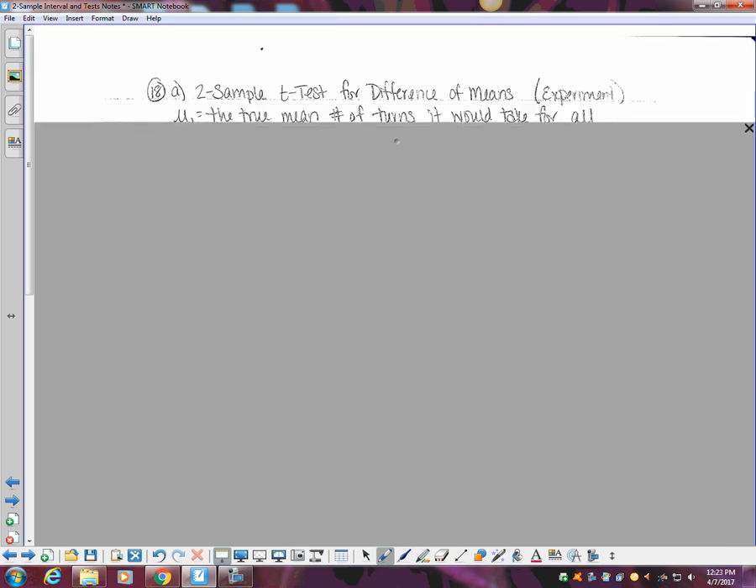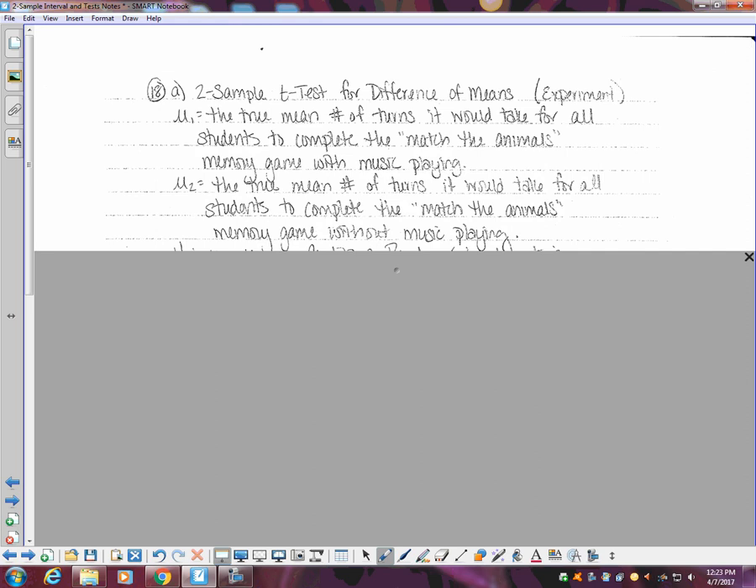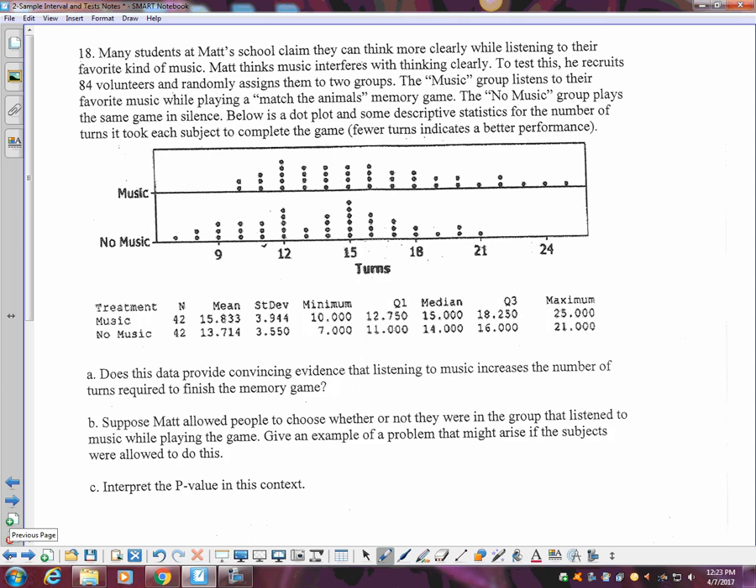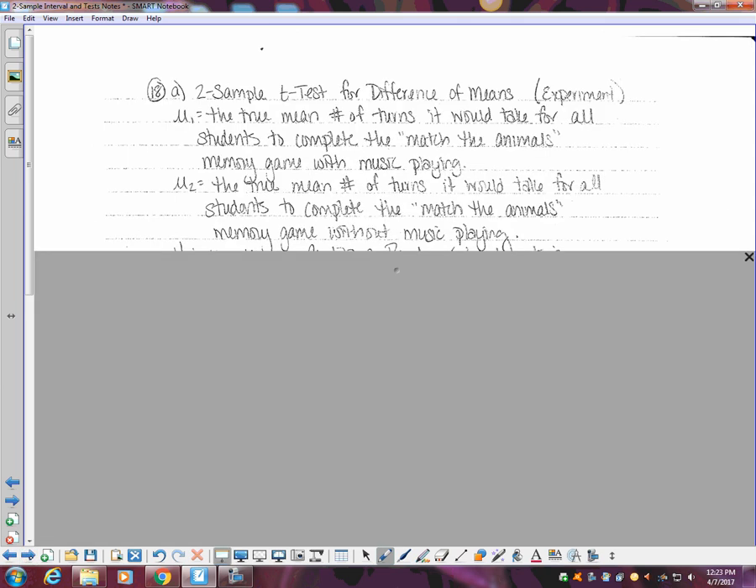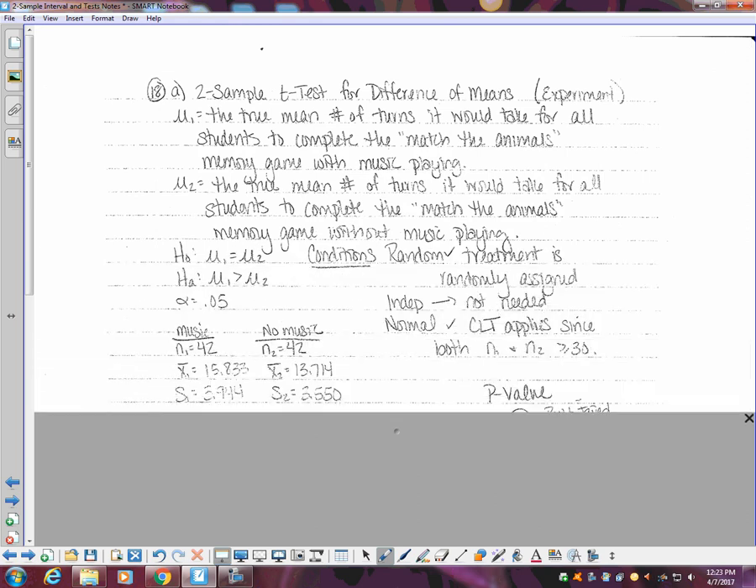Okay, so we're going to start with what this is. This is a two sample t-test for the difference of means, and this is an experiment because we are imposing a treatment. Mu sub 1, the true mean number of turns it would take. And again, go back and look at what they measured. Below is a dot plot and some descriptive stats for the number of turns it took each subject to complete the game. Okay, so our data is the number of turns with music, and mu sub 2 is the same thing without. Then I go into my conditions.